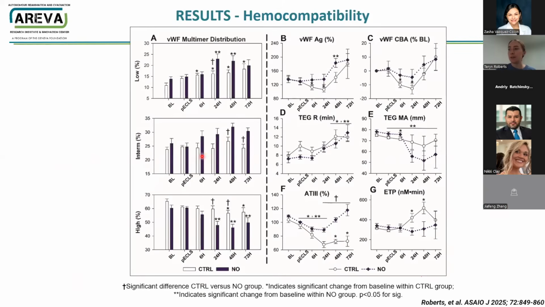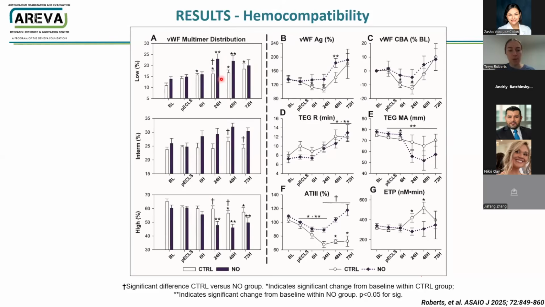We looked at some other hemocompatibility metrics that we don't traditionally think of with respect to nitric oxide, just to assess the effects of systemic anticoagulation itself as well. So we do see, interestingly, greater loss of von Willebrand factor multimer size in the nitric oxide group, better retention of the multimer size in the control group. That was something we didn't really expect and we're kind of digging into more. It did not result in a clinical manifestation of a bleeding difference.